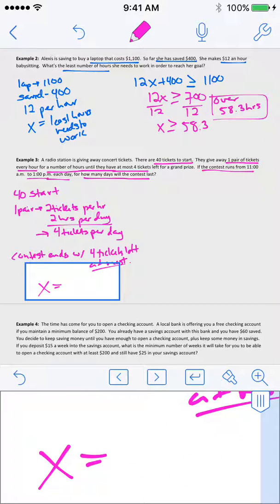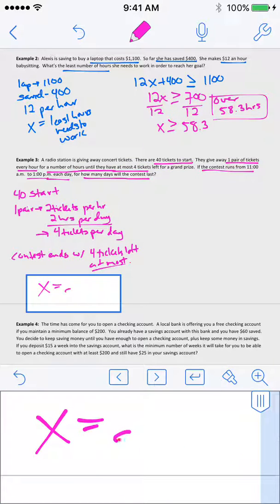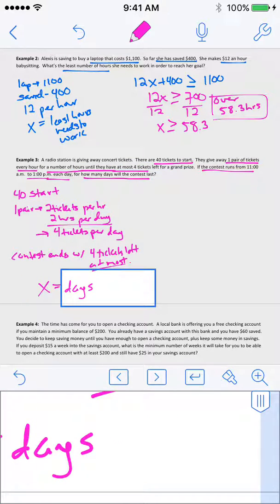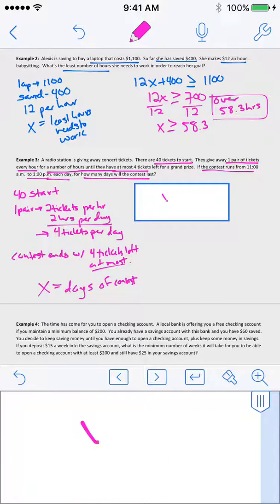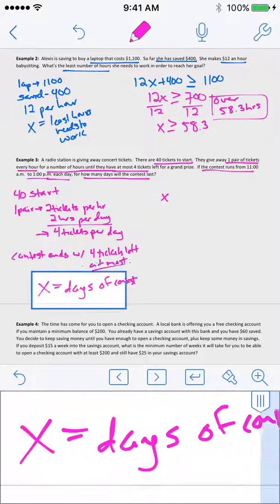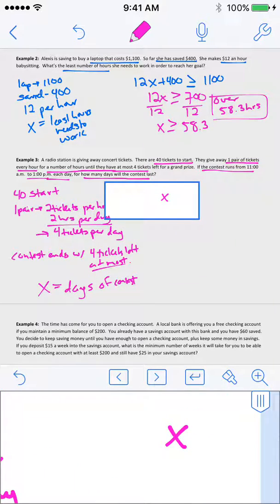Well, X is our question. X is going to be the number of days the contest runs. So days of contest. Let's see if we can build an inequality. Alright, so we have X number of days, and each day they give away 4. Now, 4x, if we put 4x, that says that's 4 tickets per day, right? That's totally fine.